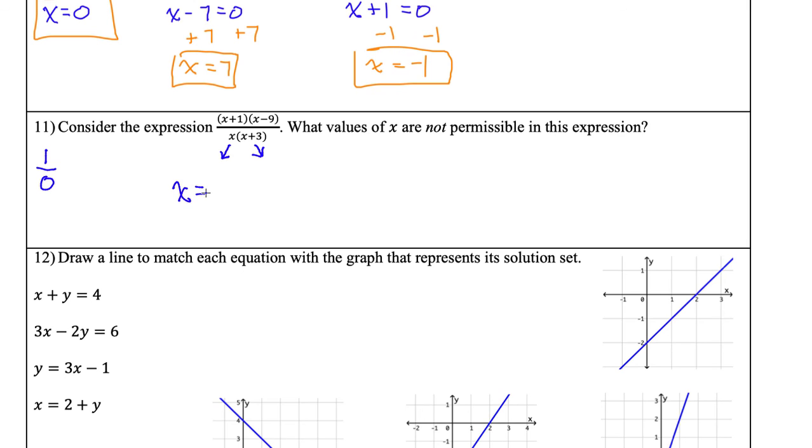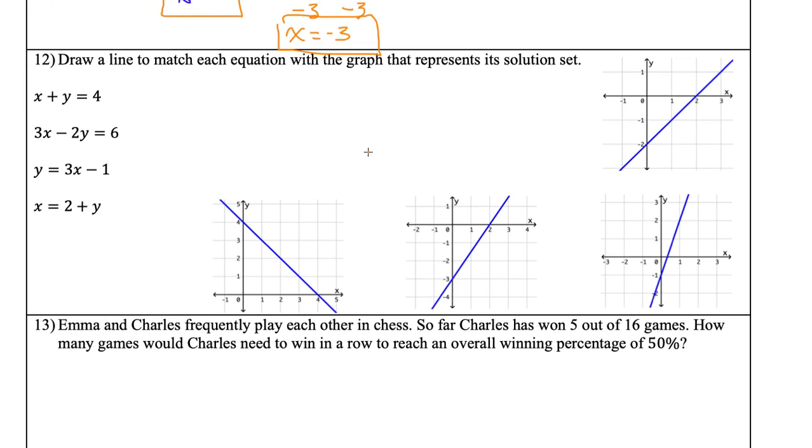So x equals 0 is something that's bad. x plus 3 equals 0 is something that's bad. And again, I can subtract 3 on both sides, and x is equal to -3. So these are the two values that will make this a swear word, that will make it not permissible. So don't use 0 or -3. Those are the answers. Number 12, we have to graph these things really quick.